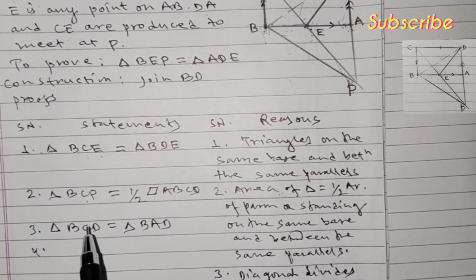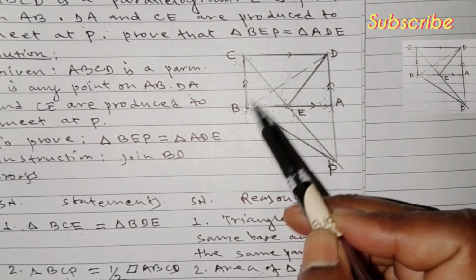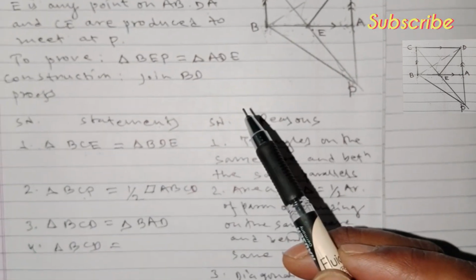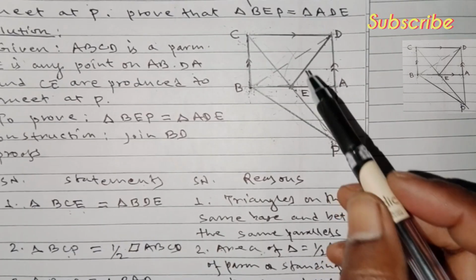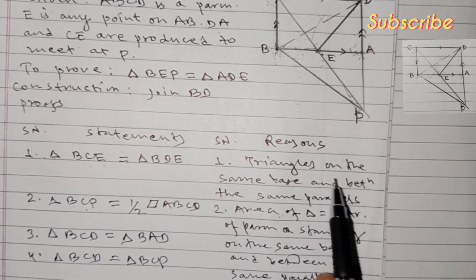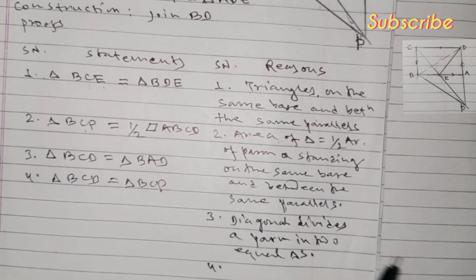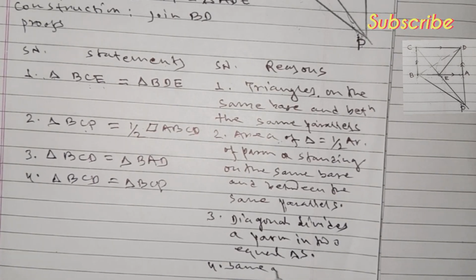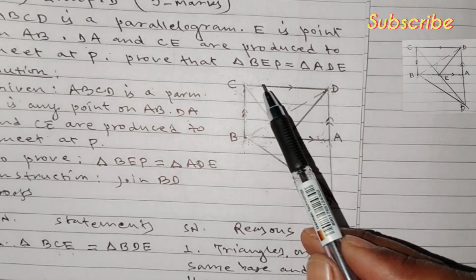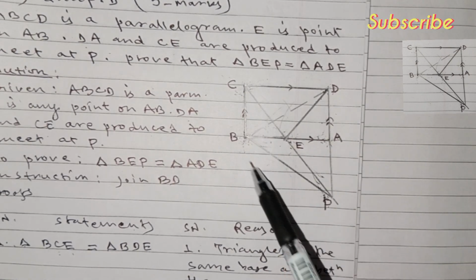Now in statement number 4, we can write area of triangle BCD equals area of triangle BCP, because they are on the same base and between the same parallel lines. The reason is same as statement number 1: triangles on the same base and between the same parallels are equal in area. So dear students, triangle BCD and triangle BCP are on the same base and between the same parallel lines, so area of triangle BCD is equal to area of triangle BCP.